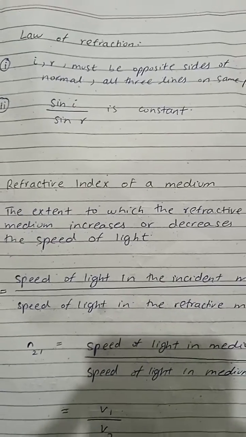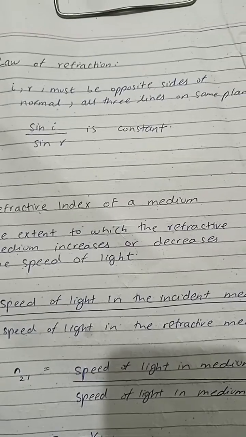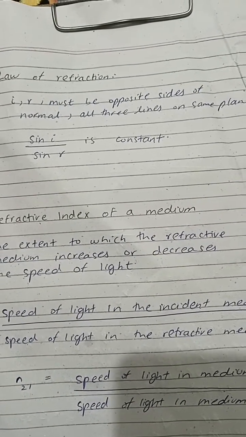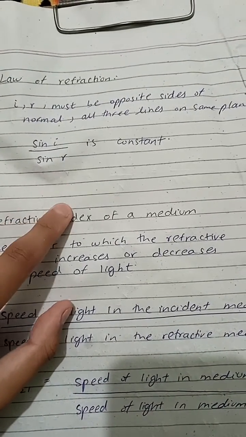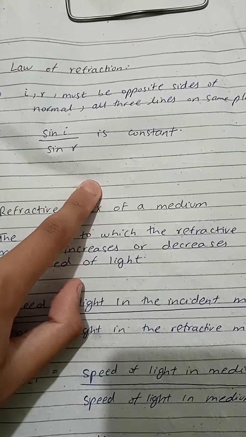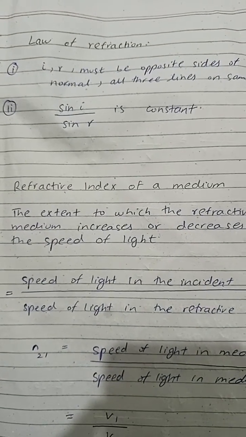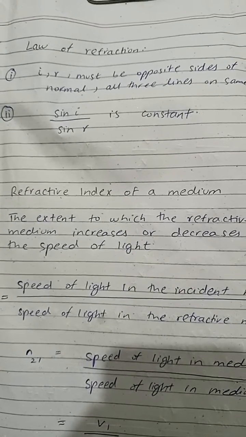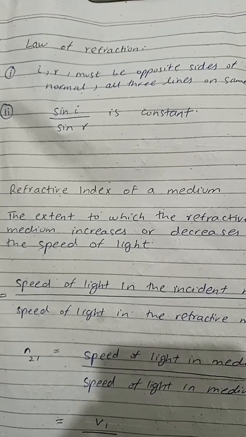Law of refraction: as we study refraction, I and R must be on opposite sides of the normal, and all three lines must be on the same plane. If I is here, R is just opposite to it. In reflection, I is here and the reflection angle is here, both are equal, and they are on the same side. And the second rule: sine I by sine R is equal to a constant, which means the angle of incidence and the angle of refraction have proportional sines.